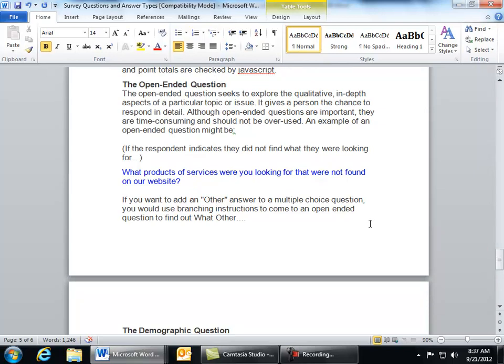The open-ended question. The open-ended question seeks to explore the qualitative, in-depth aspects of a particular topic or issue. It gives a person the chance to respond in detail. Although open-ended questions are important, they are time-consuming and should not be overused. An example of an open-ended question might be, if the respondent indicates they did not find what they were looking for, what products or services were you looking for that were not found on our website? If you want to add an other answer to a multiple choice question, you would use branching instructions to come to an open-ended question to find out what other.